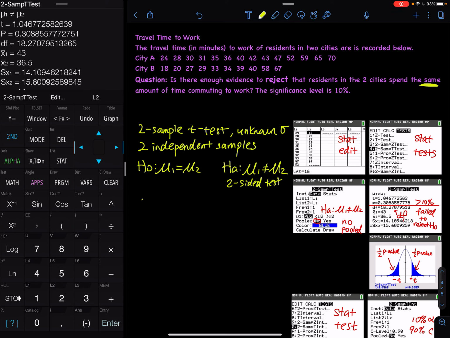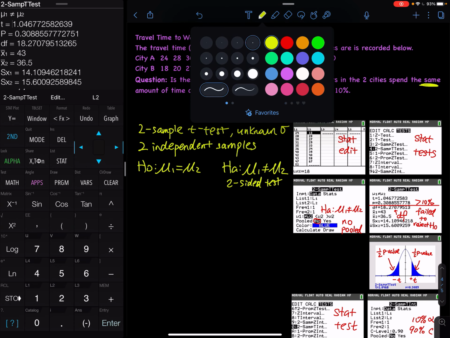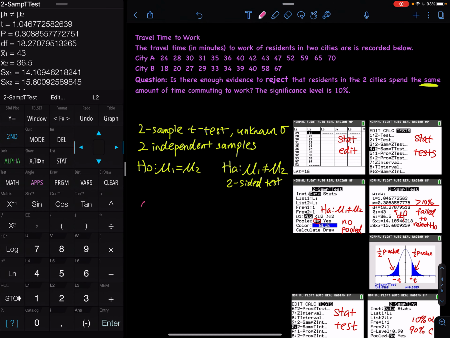So the formula is t equals, let me use a different color to give you a better contrast, x1 bar minus x2 bar, and then subtract mu1 minus mu2. Some textbooks don't show you the mu1 minus mu2 because they assume that they are equal. So two numbers are equal, one minus the other must be equal to 0. That's why they just take this part out. And then divided by the square root of s1 squared divided by n1 plus s2 squared divided by n2.